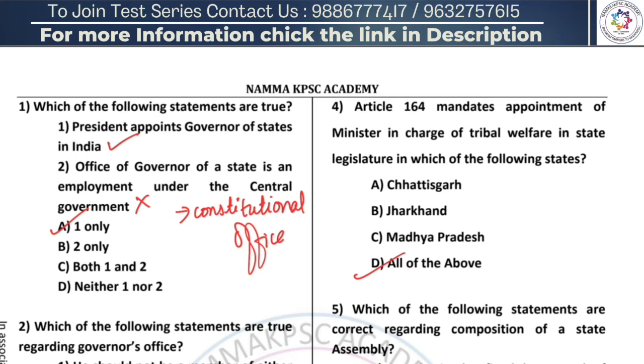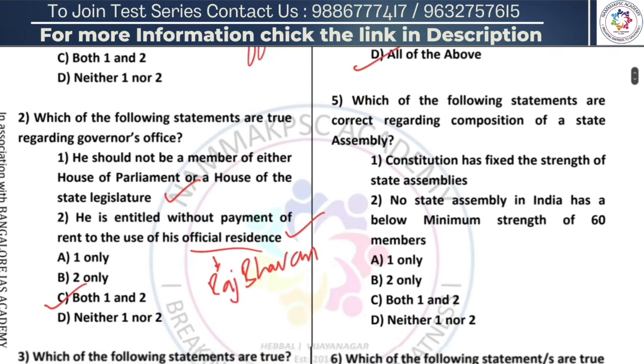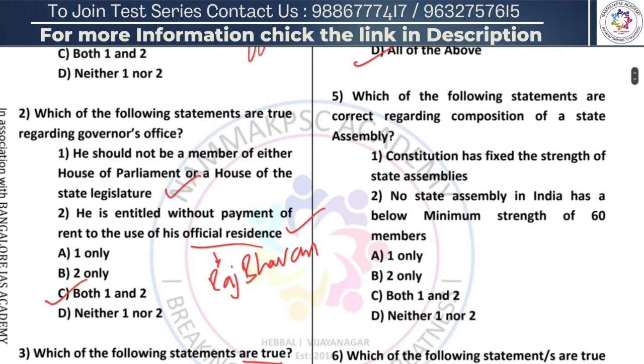Article 164 mandates appointment of a minister in charge of tribal welfare in the state legislature in the states of Chhattisgarh, Jharkhand, Madhya Pradesh and Odisha. Going forward to the next question, which of the following statements are correct regarding the composition of a state assembly? Statement 1, Constitution has fixed the strength of state assemblies. Statement 2, no state assembly in India has a below minimum strength of 60 members.